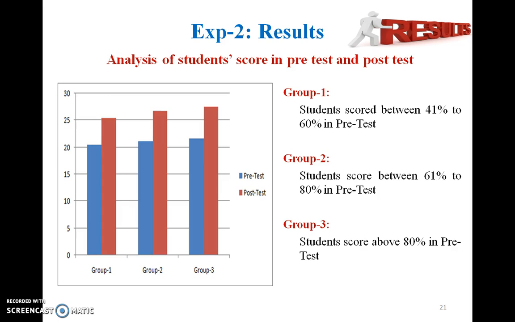The result of this experiment was measured using pre-test and post-test scores. This graph shows improvement in students' performance in the post-test. Three groups are formed based on score in the pre-test. Group 1 students scored between 41% and 61%. Group 2 is the students who scored between 61% and 80%. And Group 3 is the students who scored above 80% in the pre-test. On average, students in all the groups improved as per post-test score.